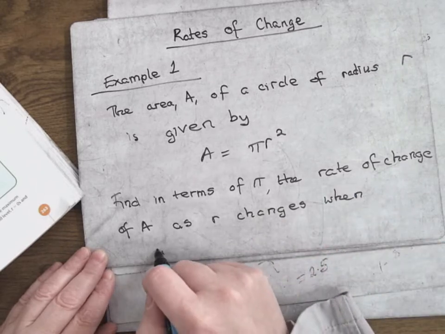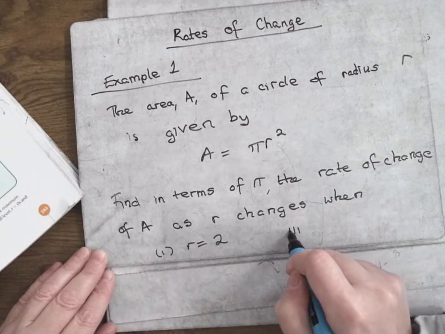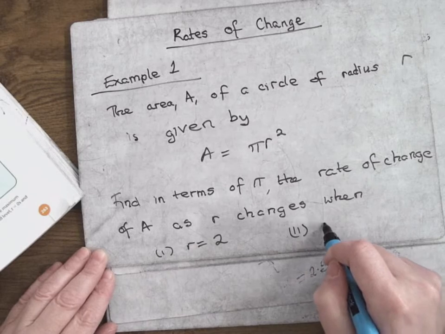Part 1, R is equal to 2, and part 2, R is equal to 6.